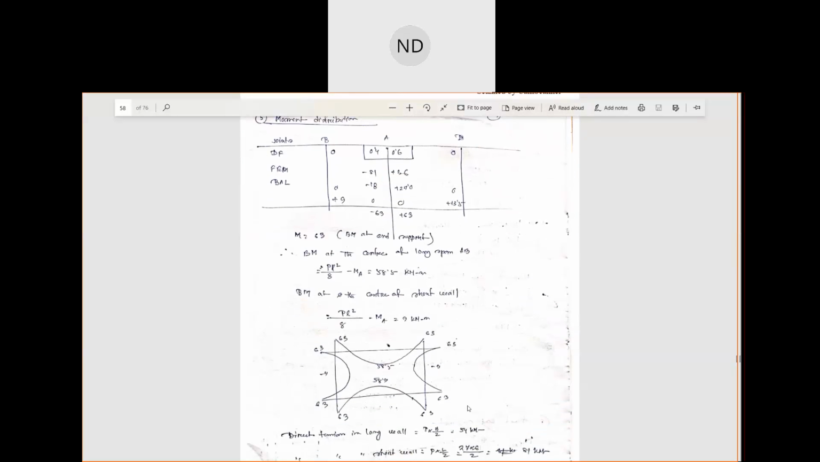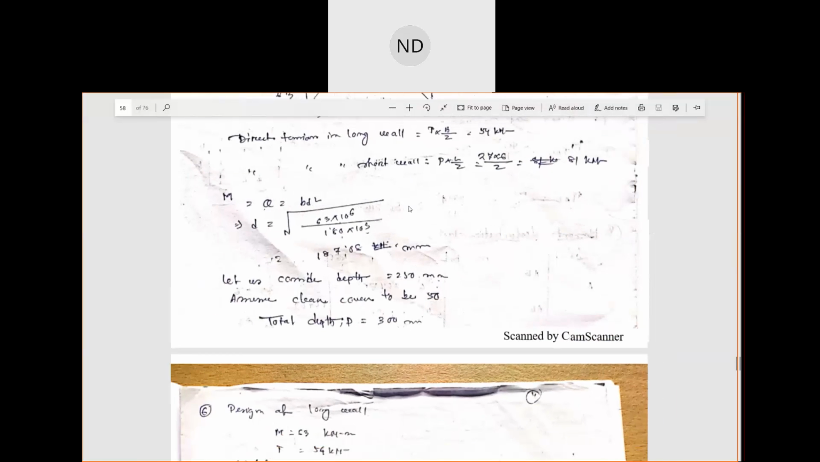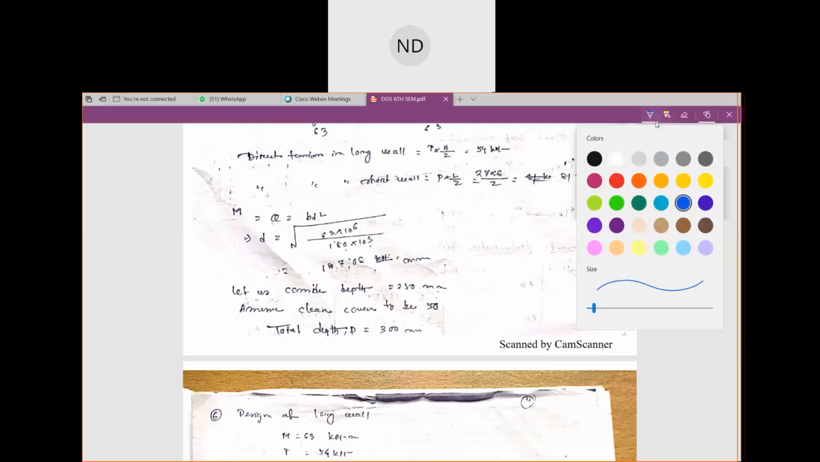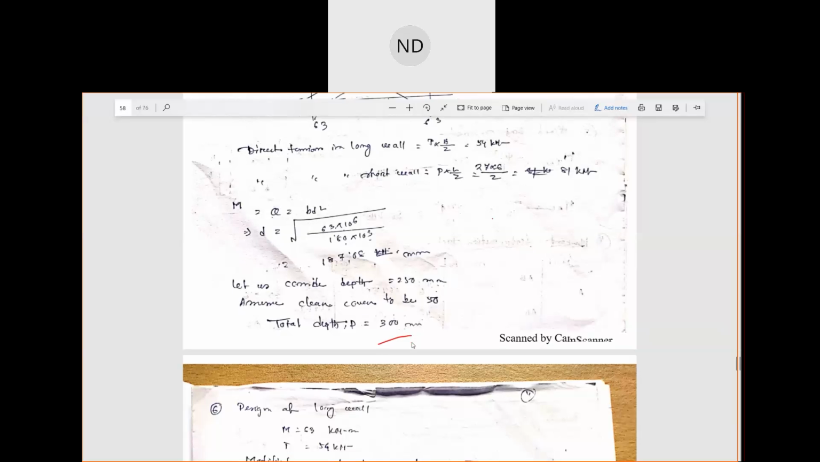Once we have completed our moment distribution, we have done this. I think this also is wrong, but then I showed you which one is the correct one. And then the direct tension in the long wall, direct tension in the short wall, we had calculated. We had calculated the total depth, 300 mm. So now we will be designing the longer wall.